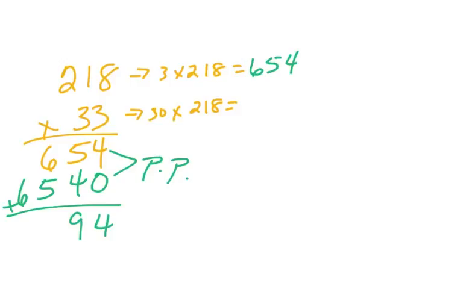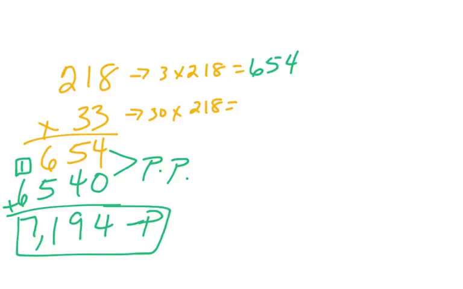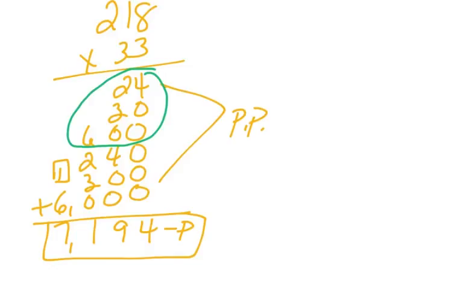4, 9, 1, regroup. 7,194 is our final product. And as you can see, where do we get 6,540? Well, we got that from right there when we distributed 30 across the place value positions of 218.